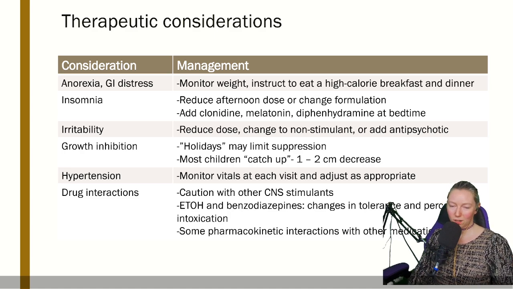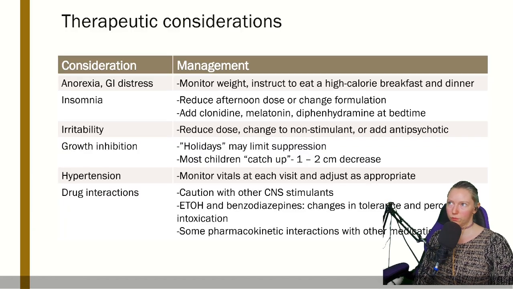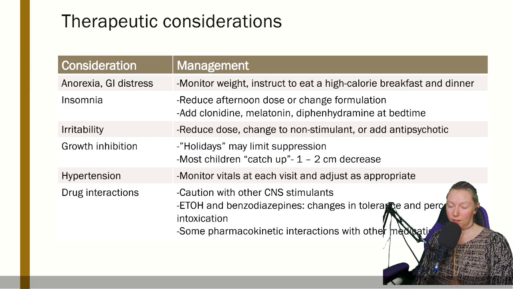So growth curves aren't as important for adults, obviously. And if they're having trouble eating while the stimulant's sort of doing its job, timing meals can be really helpful. So having a bigger breakfast and dinner can help to compensate for a lower appetite for lunch, for example. If an individual is having difficulty sleeping at night, changing the formulation so it wears off sooner, reducing the dose, especially if they have an afternoon dose.